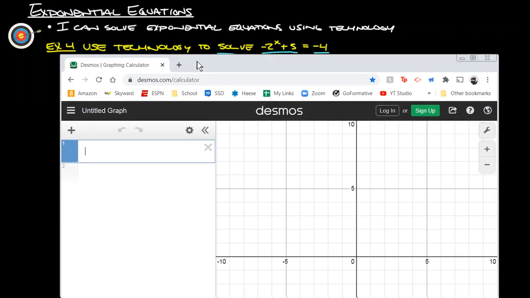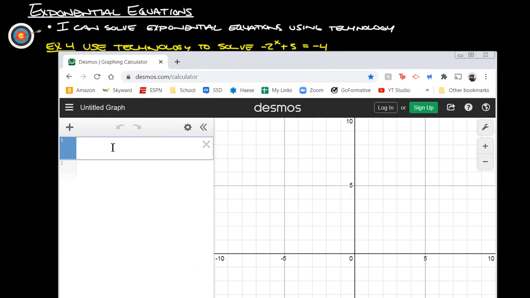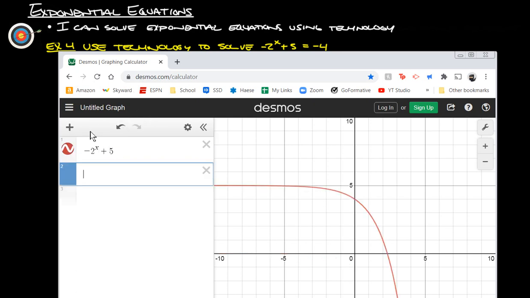Then we just want to do the same thing that we just did. We just want to put these two equations in. So for this one here, you just push the subtract or negative, and we do 2. Now to get this into a power, you have to push shift and number 6, which is the up arrow. We call it the caret. So shift up arrow, and then now do x. And now we have to move over to the right and do +5. And then we click down here and we simply enter in -4.